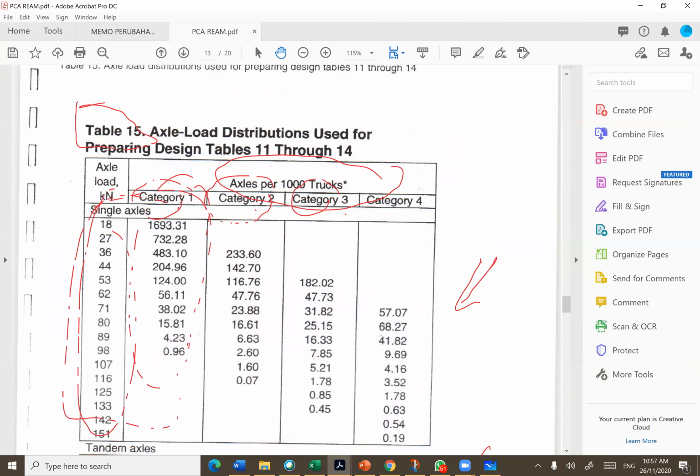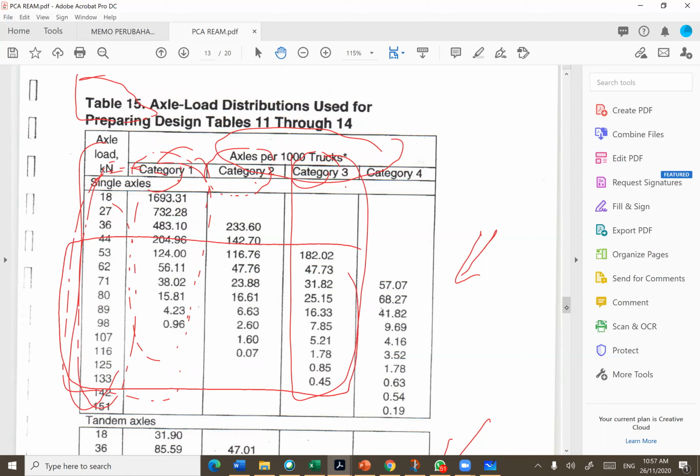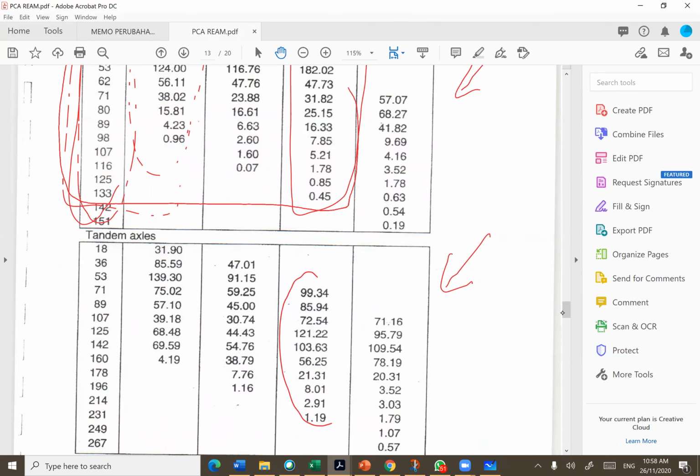Okay. So you go to this Table 15, go to category 3, and you take this value, the axle load per kilonewton, for both single and tandem. Category 3 tandem. Do you understand what I'm saying?